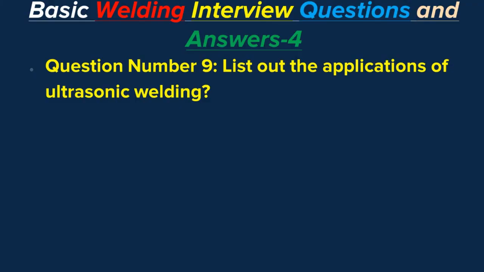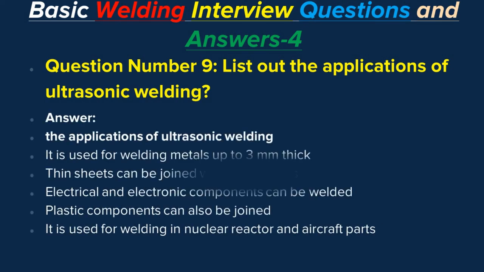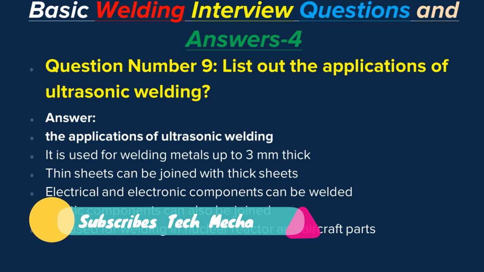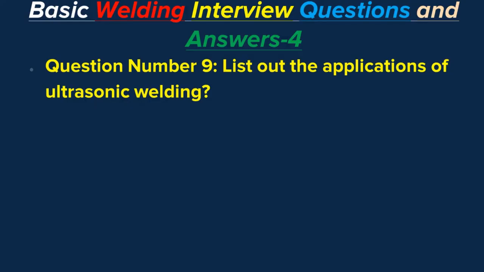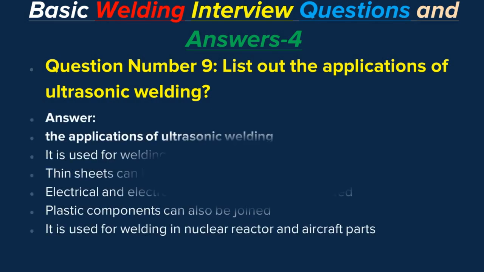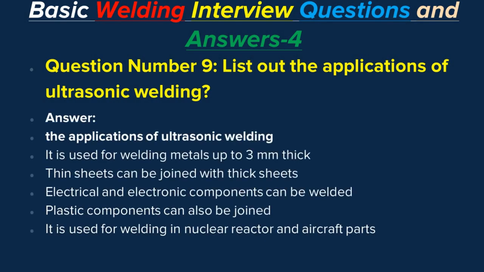Question number 9. List out the applications of ultrasonic welding. Answer. The applications of ultrasonic welding: it is used for welding metals up to 3 mm thick. Thin sheets can be joined with thick sheets. Electrical and electronic components can be welded. Plastic components can also be joined. It is used for welding in nuclear reactor and aircraft parts.